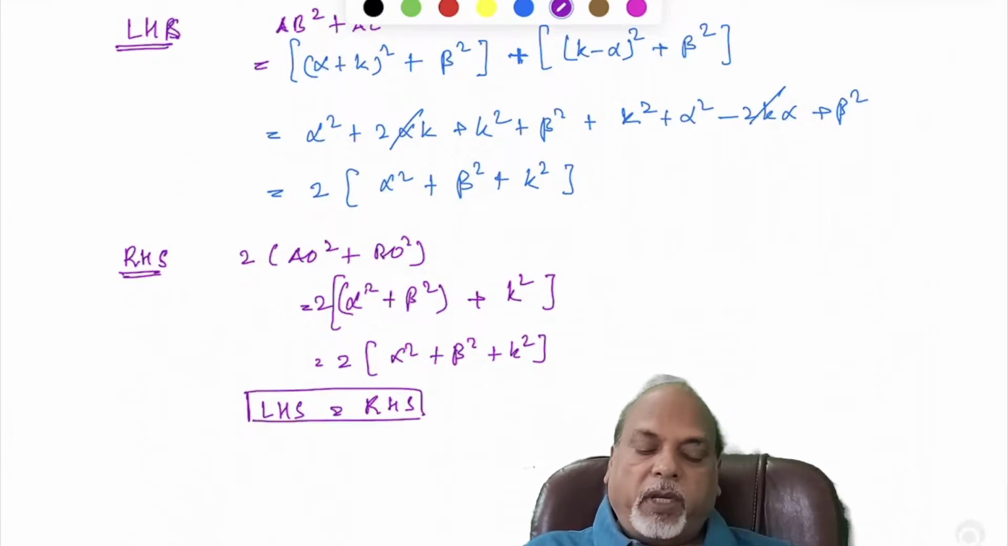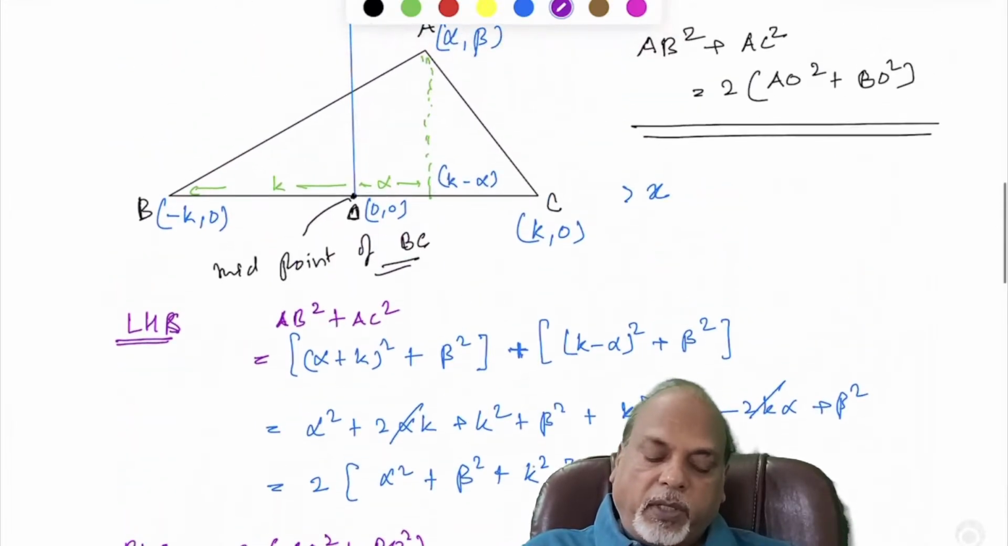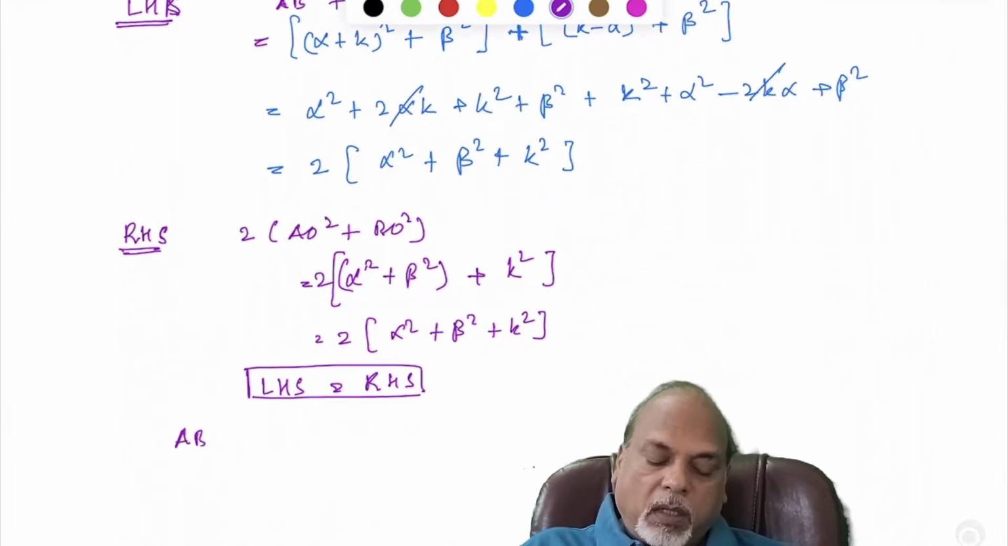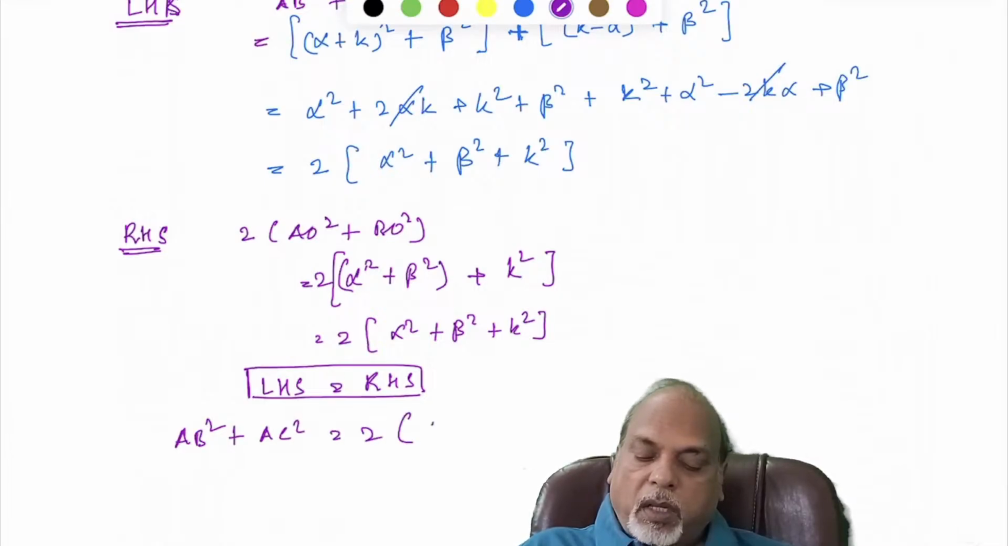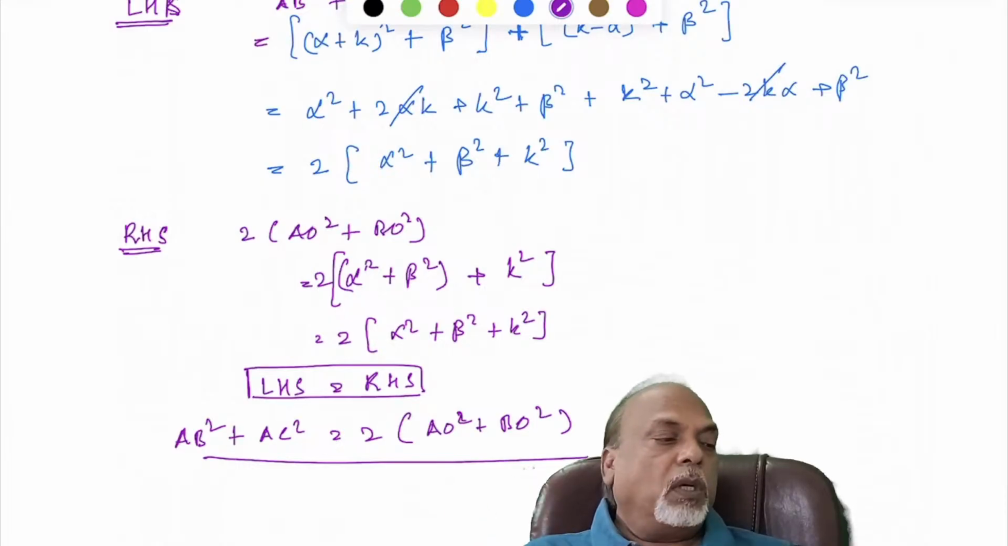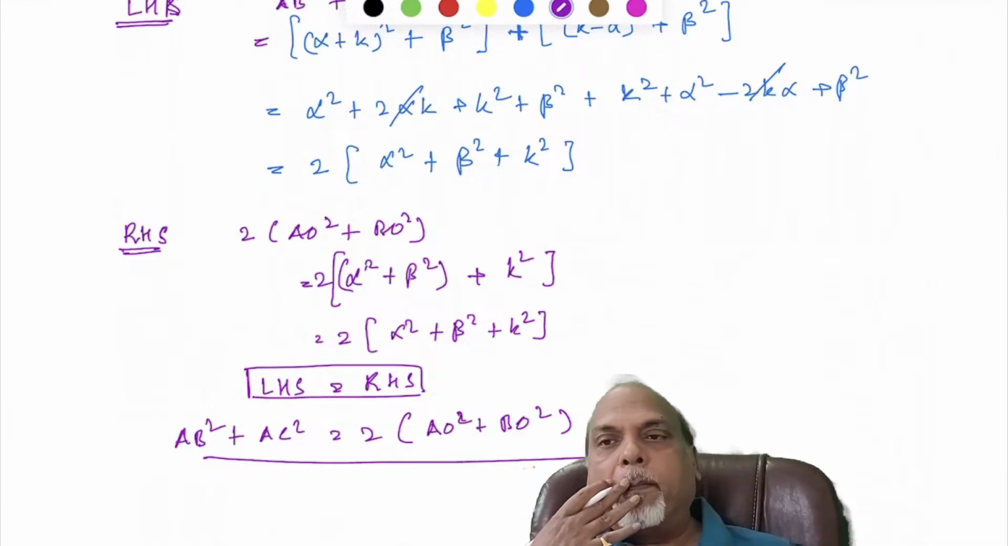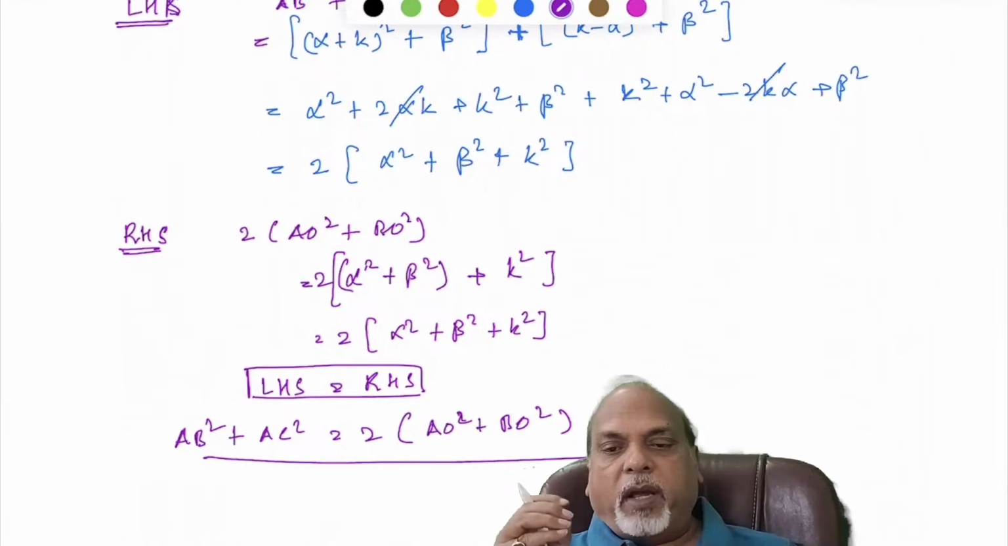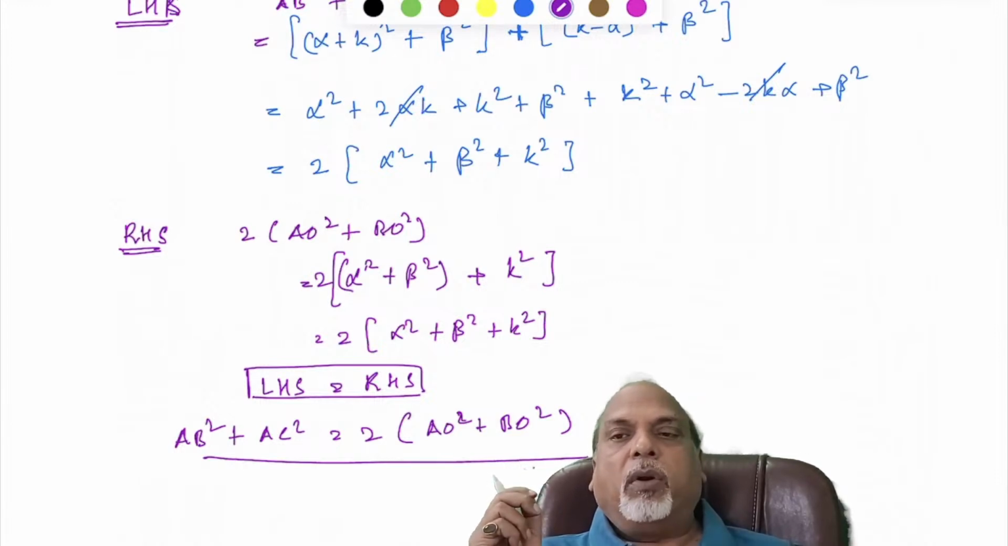Or we can say that AB square plus AC square is nothing but 2 AO square plus BO square. This is how it is proved. Correct? What we have used here, we have used the coordinate system and simple Pythagoras theorem. That is all.